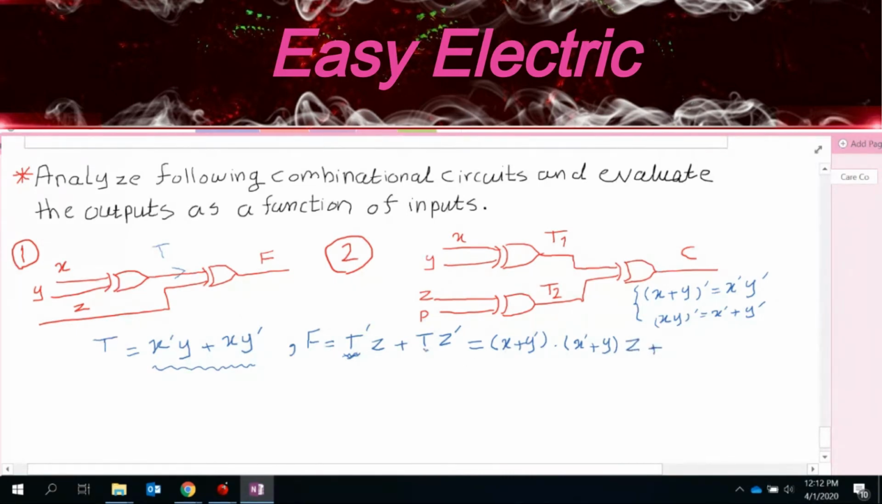So these t, I just replace whatever I have on the left side, which should be x prime y plus x y prime. So then you have one z prime here, which you add the z prime. Okay.